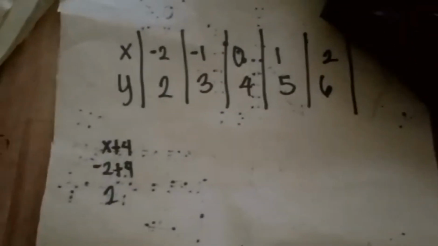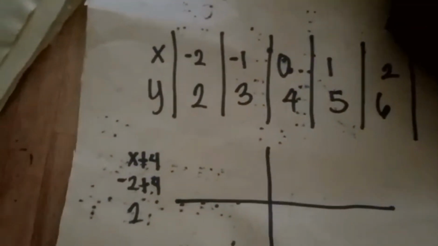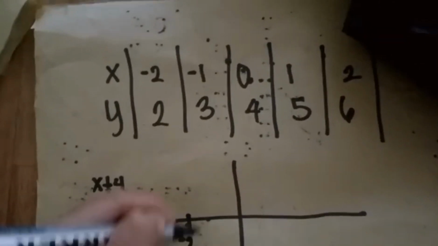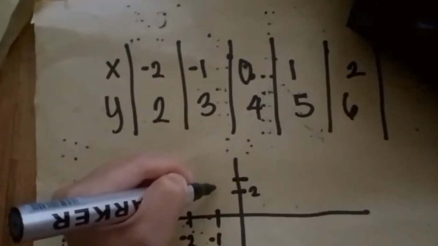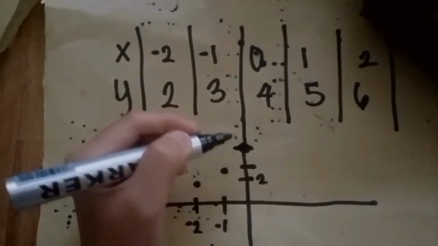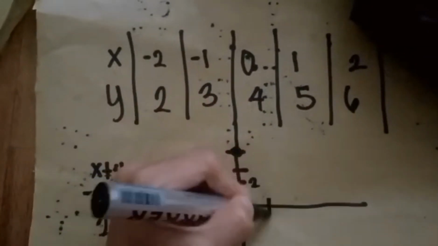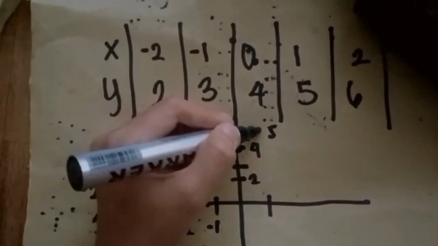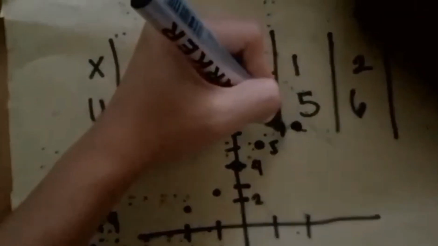So to plot these points, we start with negative 2 and 2. Next is negative 1 and 3. Then 0 and 4, which is the center, right? Then 1 and 5. We can also plot 2 and 6. Then we connect all the points.